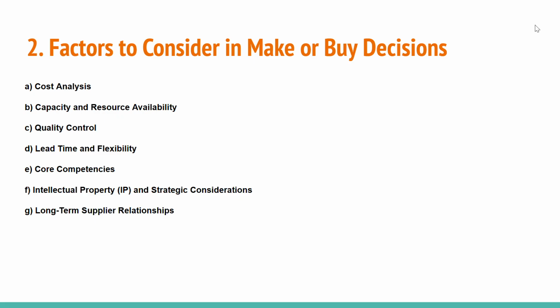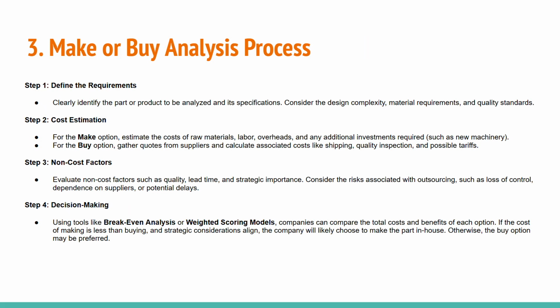Second is factors to consider in make or buy decision. First is cost analysis. Second is capacity and resource availability, quality control, lead time and flexibility, core competencies, intellectual property, and strategic considerations, long-term supply relationships. So these are the factors to consider in make or buy decision. Come to the next slide.